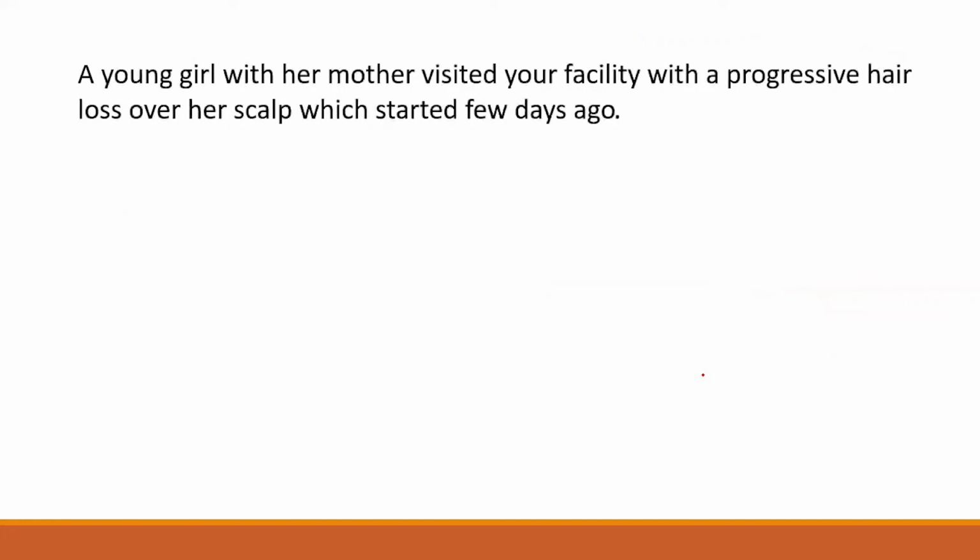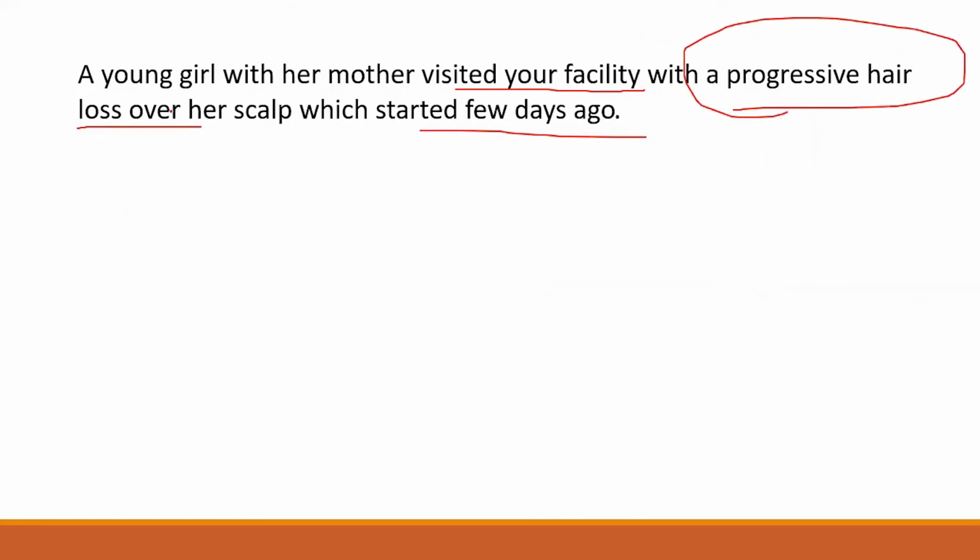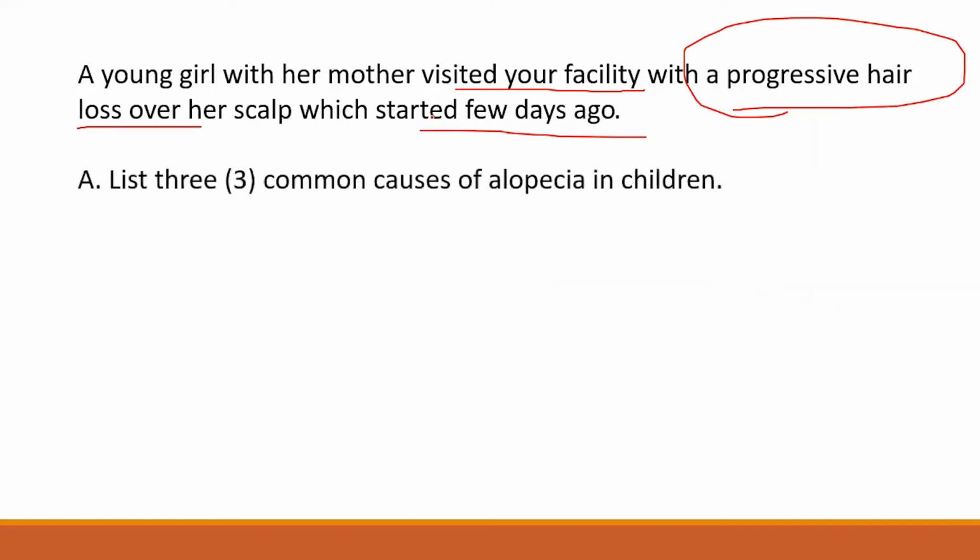Okay. So we have a young girl with her mother who visited your facility with a progressive hair loss over her scalp, which started few days ago. A young girl, and then there's what? Alopecia, isn't it? Which started few days ago. So let's look at what the questions are. Common causes of alopecia in children.